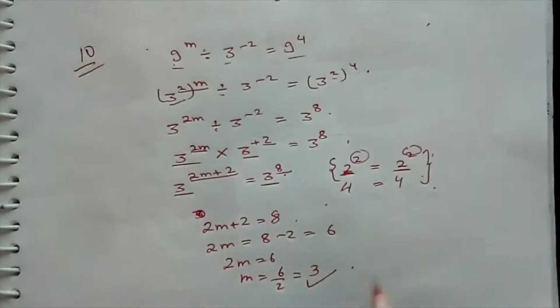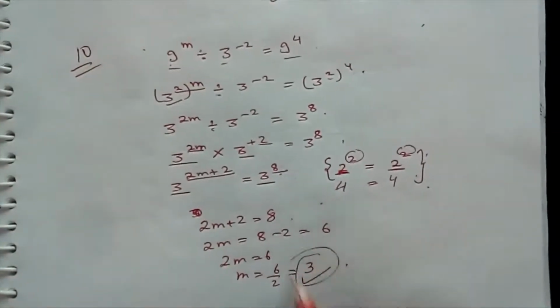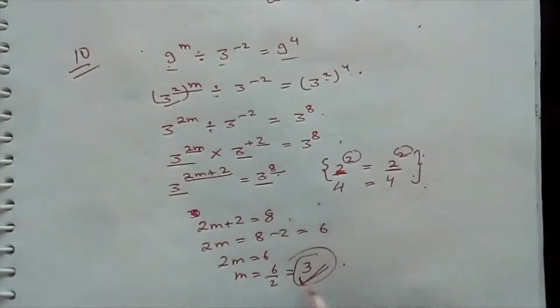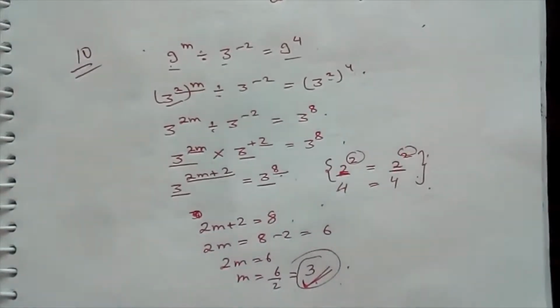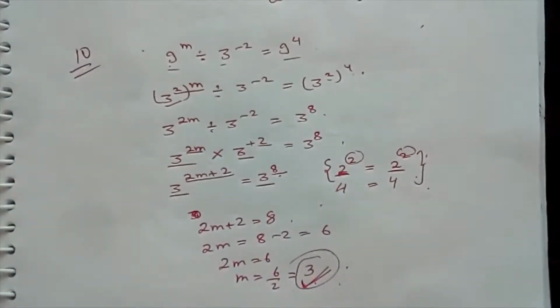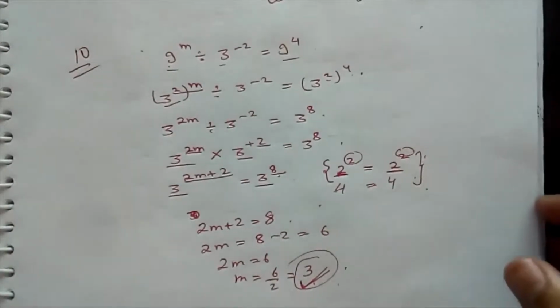So in the book the answer is given as 6. Okay, but the correct answer is 3. The value of m is 3. Okay, in the book it's given wrong. So let's quickly move to the next part.